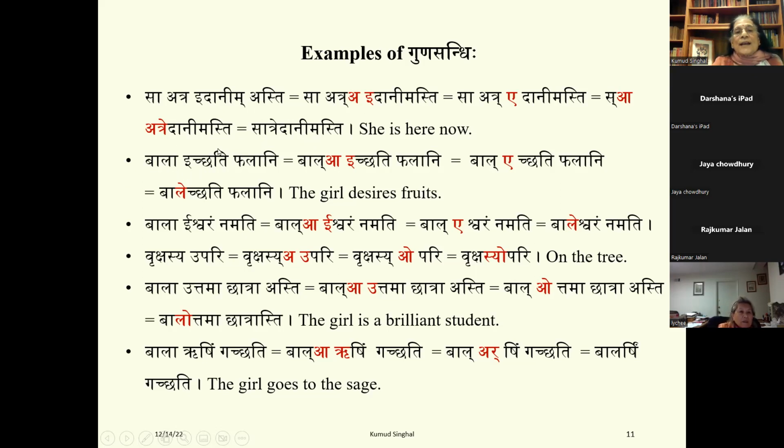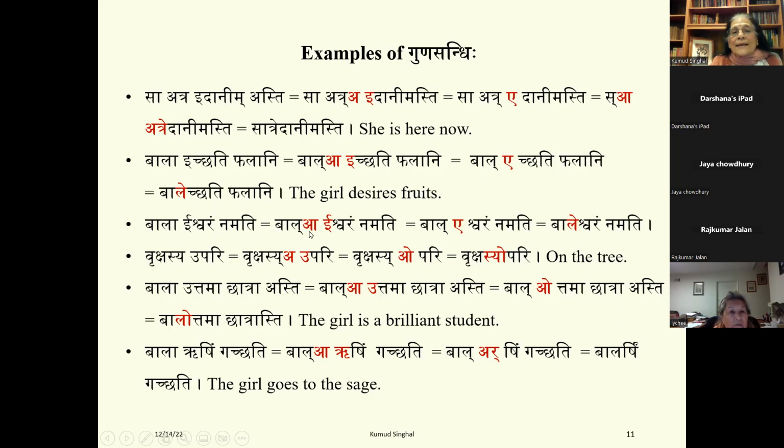Bālā icchati phalāni. The girl desires fruits. So bālā ends in ā. Icchati begins with i. The two will be replaced by the guna of i, which is e. So here, lā and i becomes le. So it will be bāle cchati phalāni. Bālā Īśvaram namati. The girl salutes Ishvara.